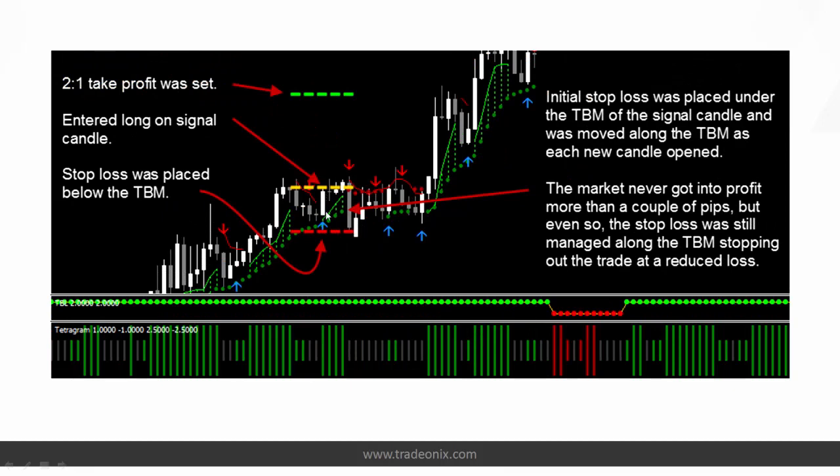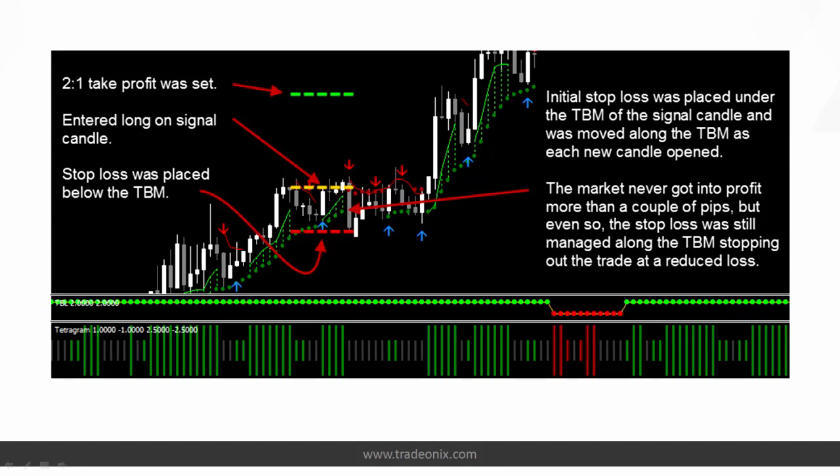We entered a long position here on another conservative long signal. TBL was green. We had the pullback, gave us the gray tetragram bars, and then we got the long signal on a conservative long tetragram bar. Stop loss was placed just below the TBM. And in this example, we're going for 2-to-1. We wanted 2 times the risk. If the risk was 40 pips, we would have been going for 80 pips on this one.